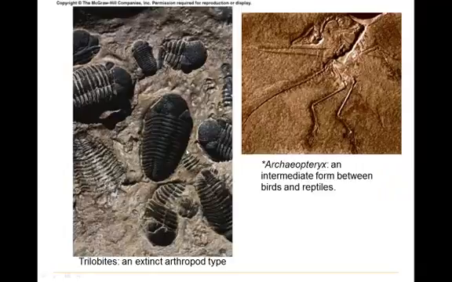We have many fossils of invertebrates, animals without backbones. Trilobites are an extinct type of arthropods. There are no longer living trilobites as far as we know. Archaeopteryx is an intermediate form between birds and reptiles. Very famous fossil found in limestone deposits in Germany.